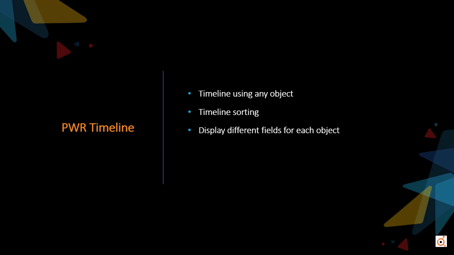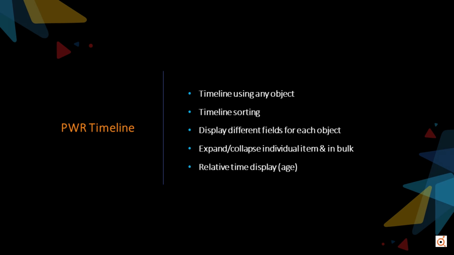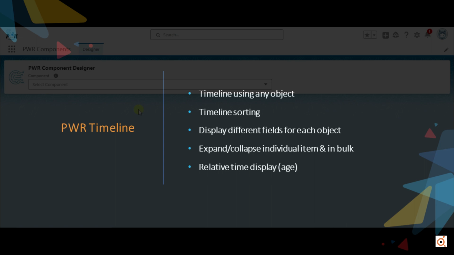The timeline view is your window into the activity timeline for all configured objects. It provides a clear and concise overview, allowing users to observe and understand the chronological sequence of events. PWR Timeline provides unparalleled accessibility by strategically positioning them anywhere on your Lightning pages, flows, and community pages.